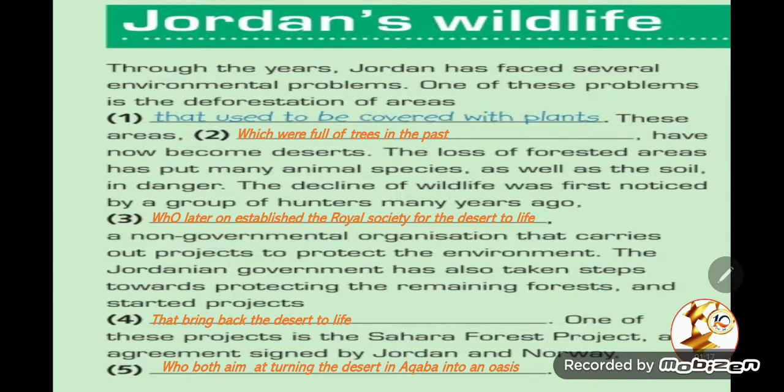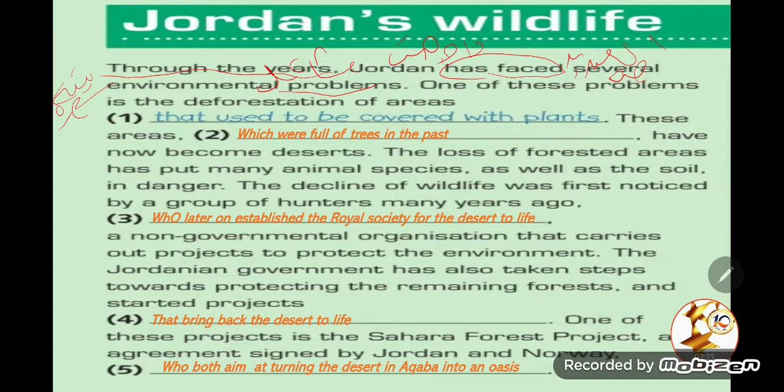شو بيحكي لنا هون؟ بيحكي لنا إنه through years يعني على مدى السنوات Jordan has faced يعني واجهت الأردن several environmental problems. Several يعني العديد من, environmental بيئي و problems مشاكل. إذن على مدى عديد من السنوات واجهت الأردن several environmental problems الكثير أو العديد من المشاكل البيئية. environmental اللي هي طبعا adjective ومعناها بيئي أو بيئية، و problems اللي هي noun وبتيجي بمعنى مشاكل. So لو سألتك what has Jordan faced through the years رح تحكي لي إنه Jordan has faced several environmental problems.